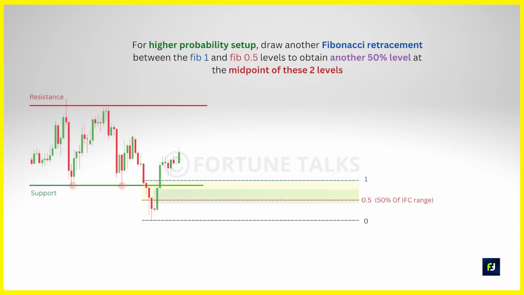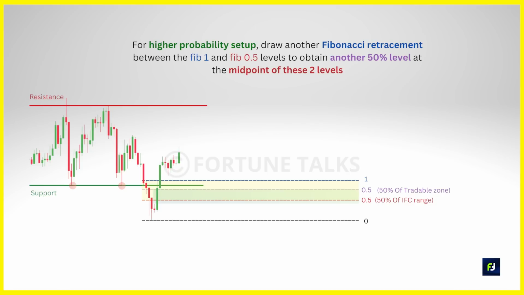If you want, you can also draw another Fibonacci retracement between the Fib 1 and Fib 0.5 levels to obtain another 50% level at the midpoint of these two levels, which will give a higher probability that your buy limit orders will get executed, and this intermediate level will provide a better risk to reward than the Fib 100% level.